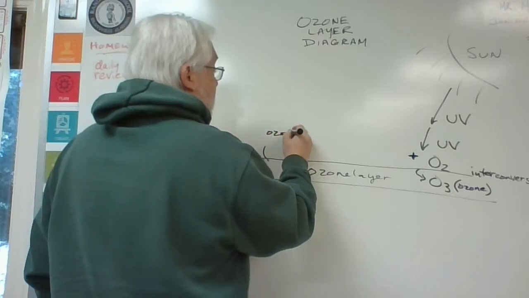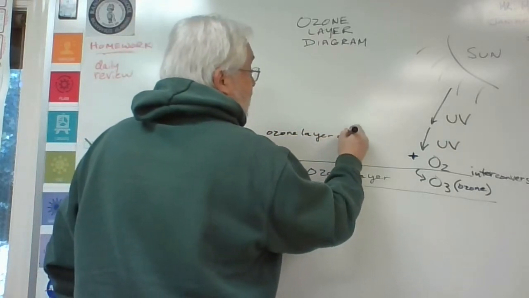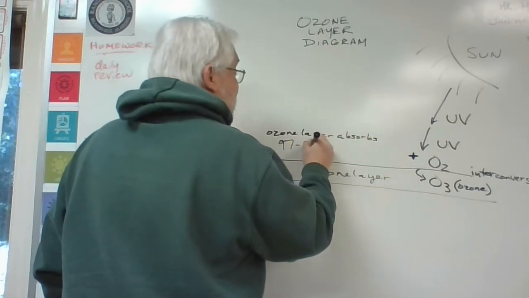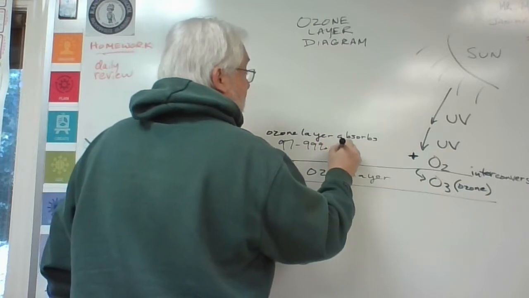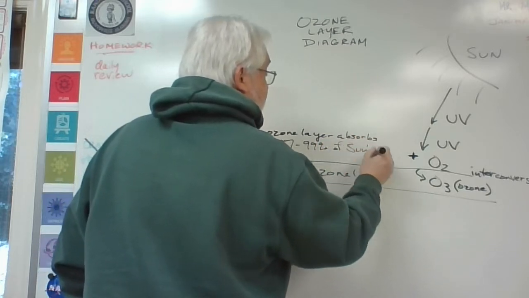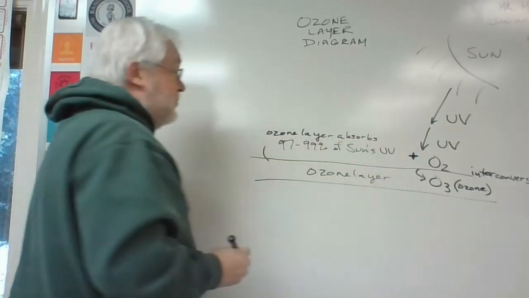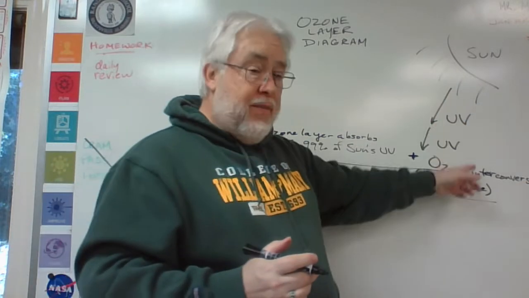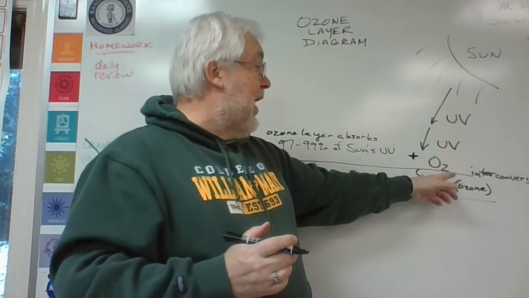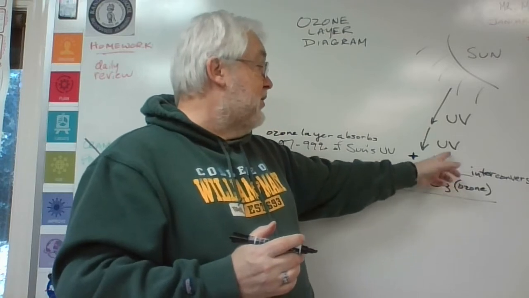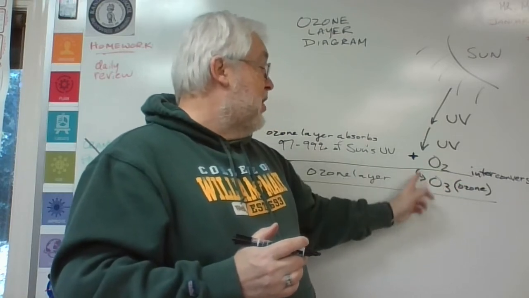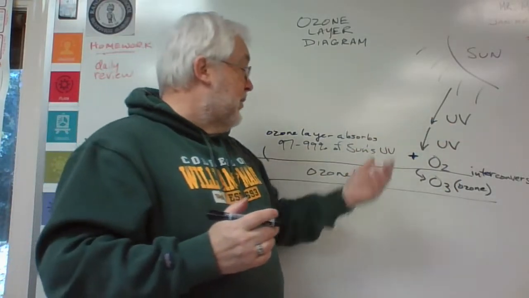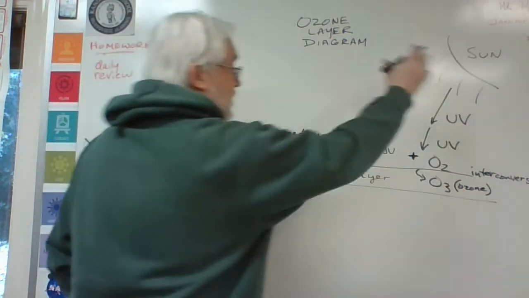The ozone layer absorbs 97 to 99% of the sun's ultraviolet. That is a good thing. So the ozone layer forms, the formation of the ozone layer happens through this interconversion process. UV comes into contact with O2 to produce O3, which then blocks or absorbs most of the ultraviolet that comes from the sun. So that's the formation of the ozone layer.